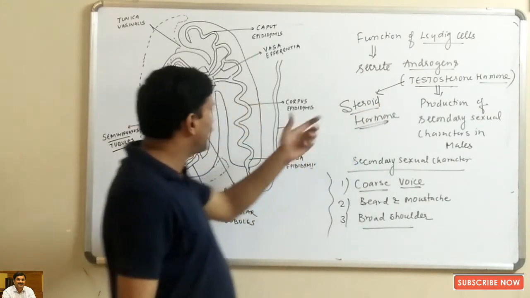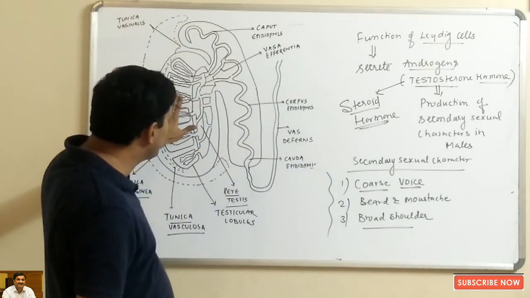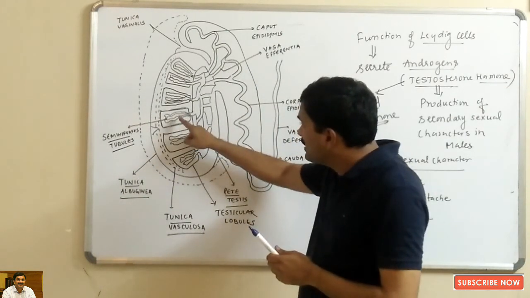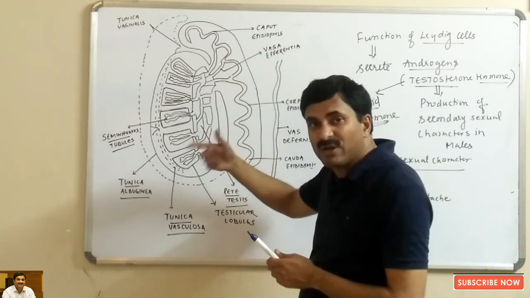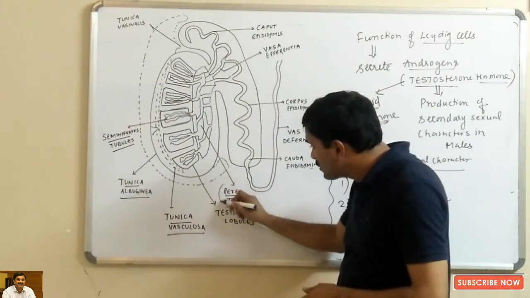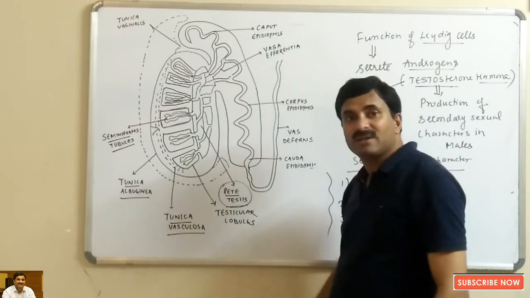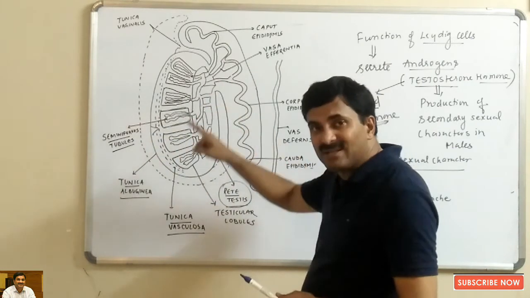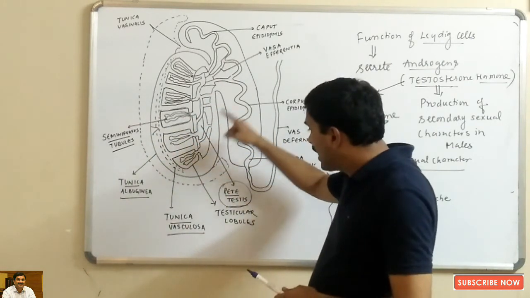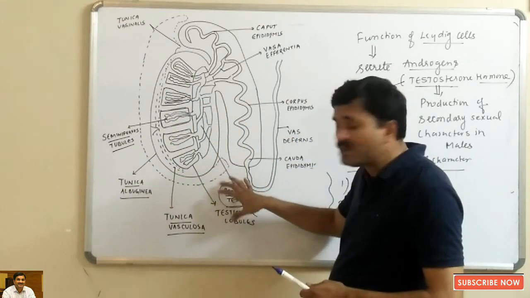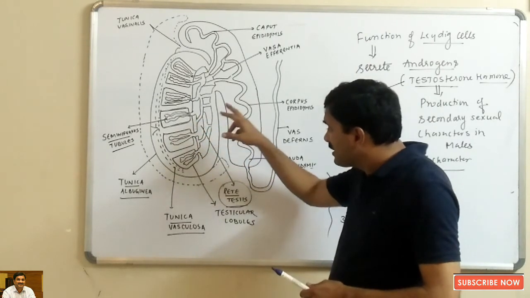Now the sperms are produced in the testes, but now what happens? All the seminiferous tubules converge towards a network of tubules, and this network of tubules is known as what? The rete testis. I want to say all the seminiferous tubules which are carrying the sperm now enter into a network of tubules, and this network is called the rete testis. Now the sperms have poured into the rete testis.